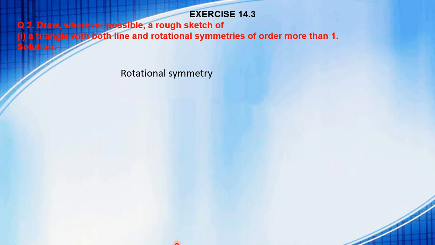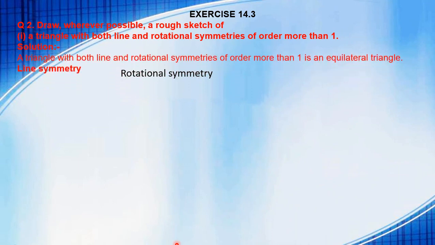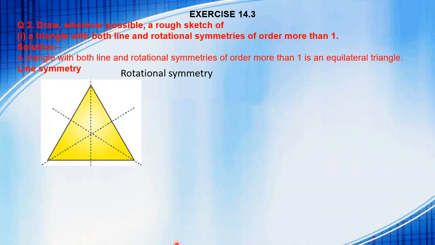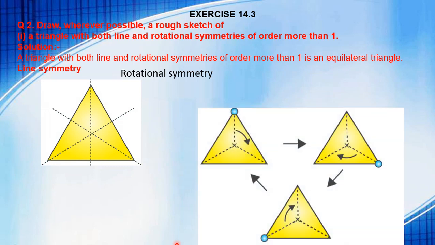Now when we consider the triangle, we found that an equilateral triangle has line symmetry more than 1 and rotational symmetry is also more than 1. So a triangle with both line and rotational symmetries of order more than 1 is an equilateral triangle. Its figure for the line symmetry looks like this, whereas for rotational symmetry we have the figure looking like this.